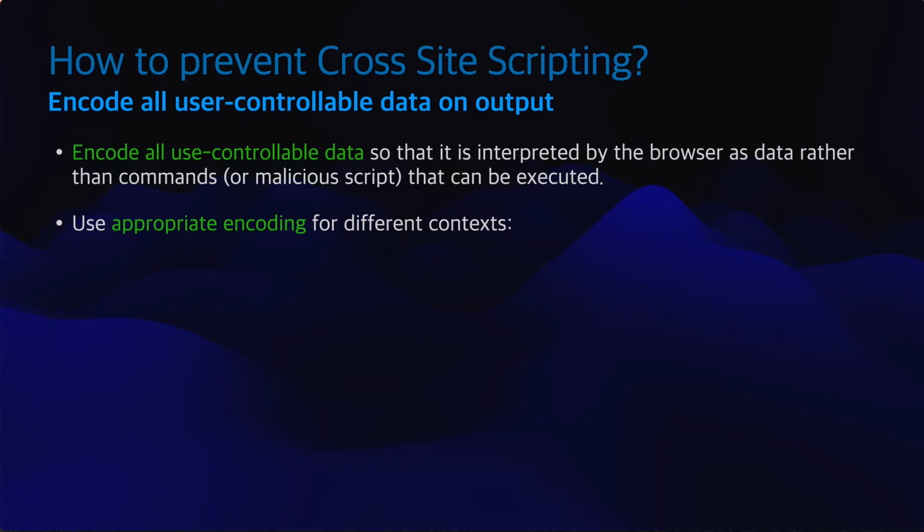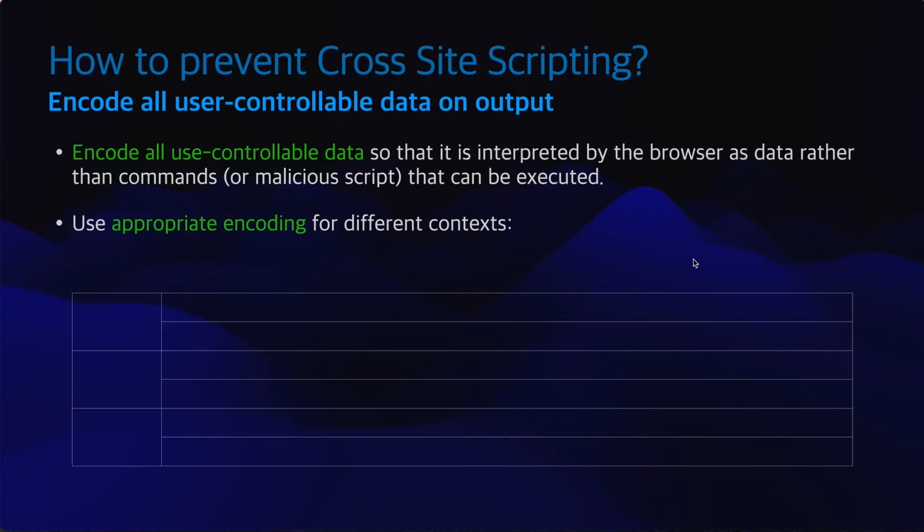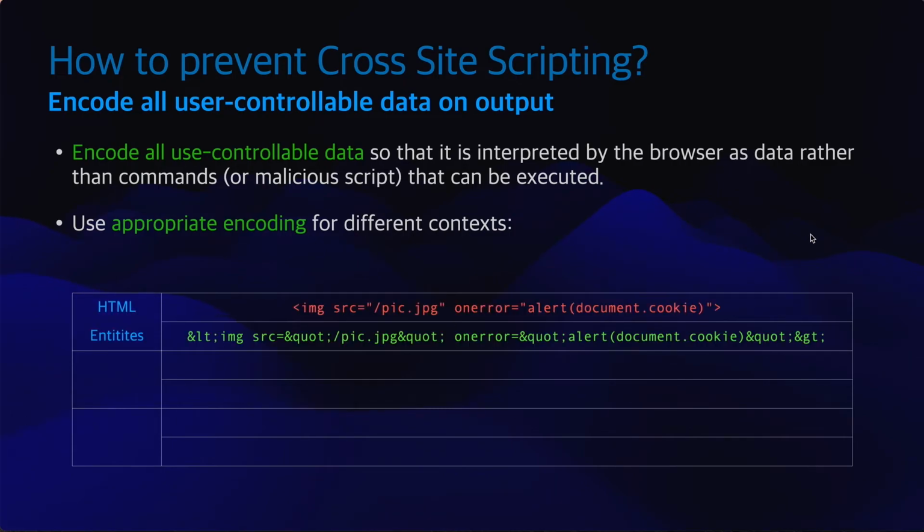So you should use appropriate encoding for different contexts. Some of the contexts I've listed here are HTML entities. So imagine if you're trying to print something like this in a response, you should always encode this data and then show it like this. So when this encoded form of the data is sent to the browser, let's say in document.write, it would not actually try to execute any of this, but it would just write it on your page as is without trying to execute whatever it wants to execute here.